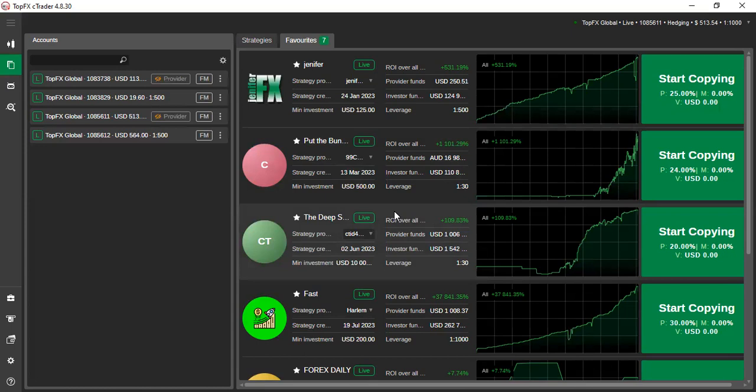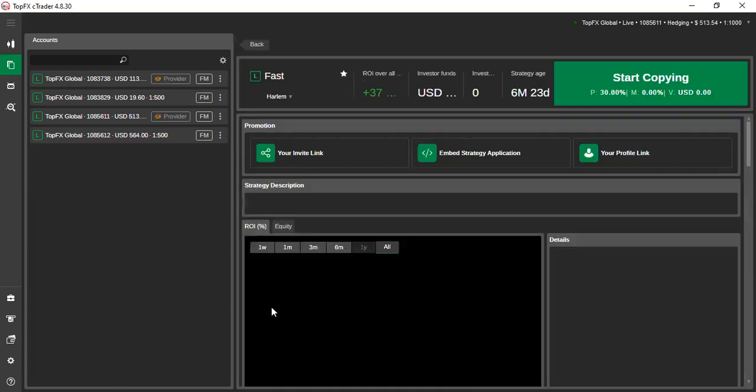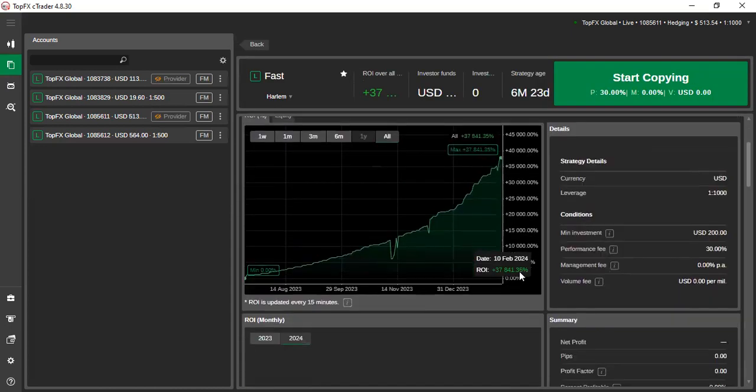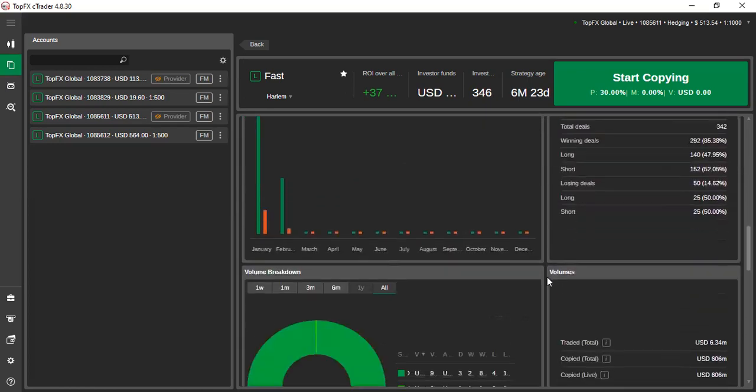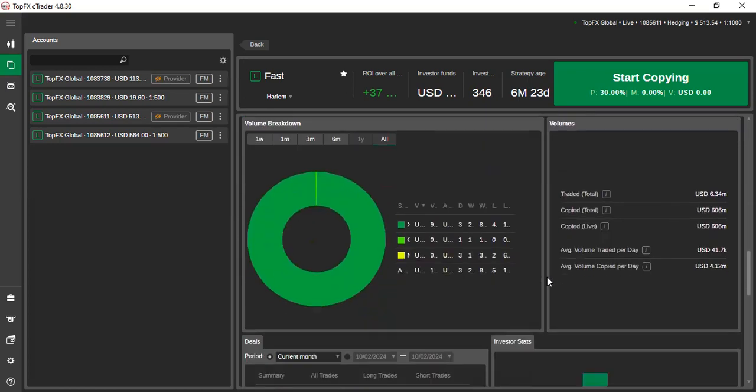And then they are all performing. When you look at the chart, you can see they are performing. This has 531%. This has 1,100%. We have 109%. This person has 37,000%. That's too much. And with this person, you can copy him with a minimum of 200 USD. His net profit is 2,500. Actually, losses are really low. He has a low losing streak.